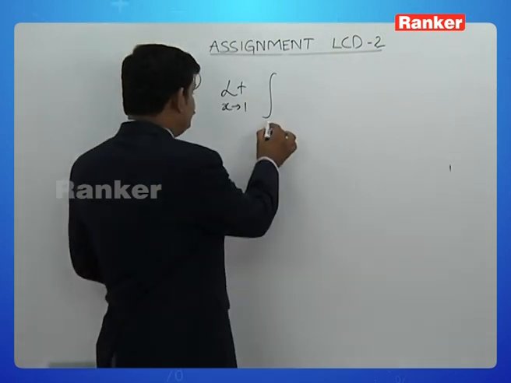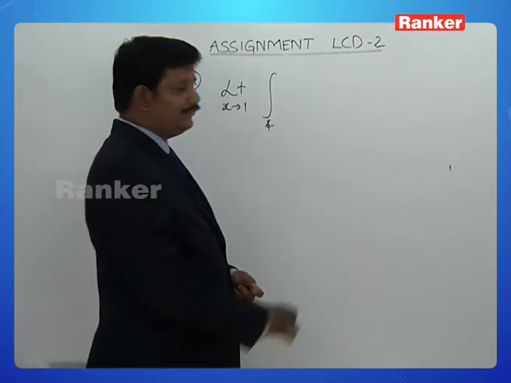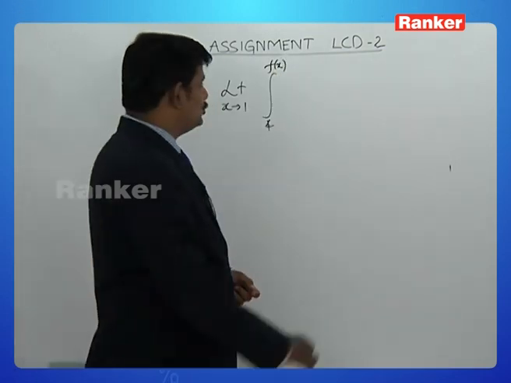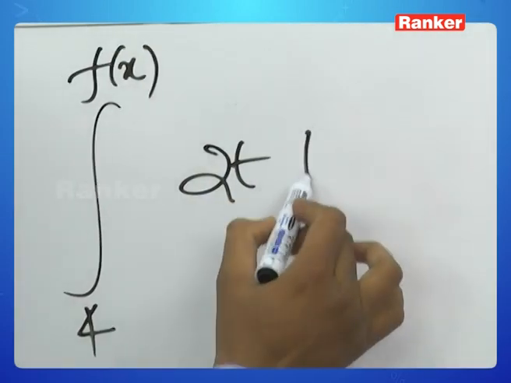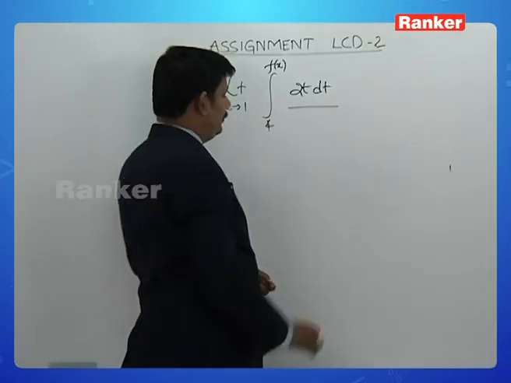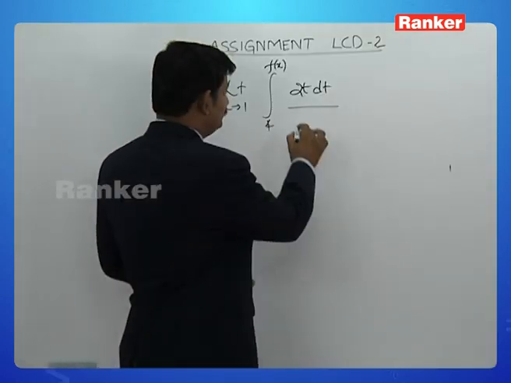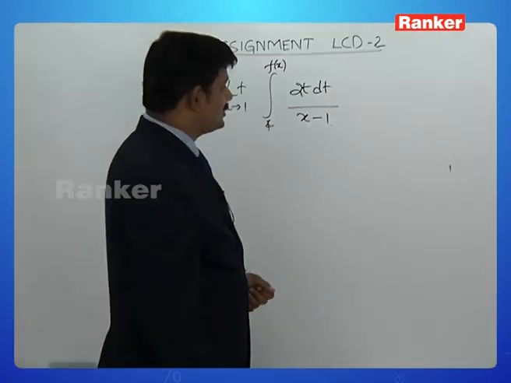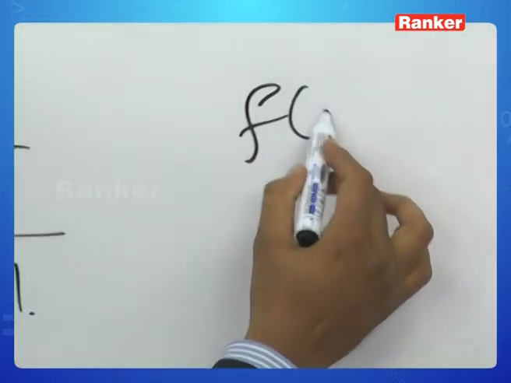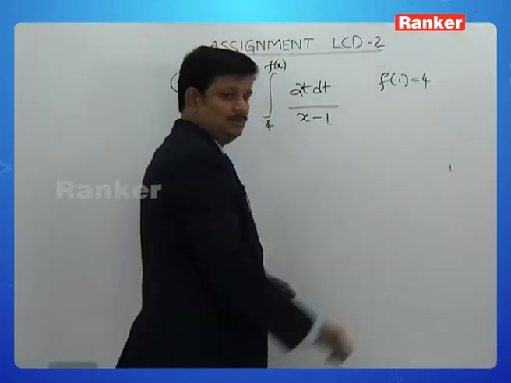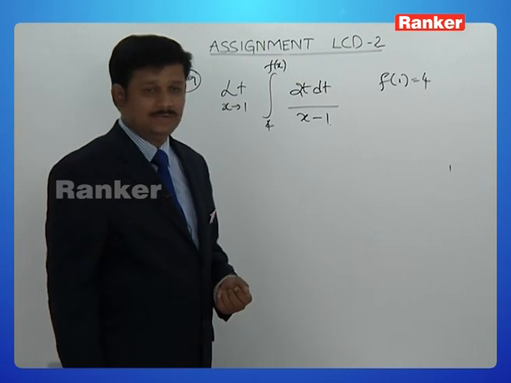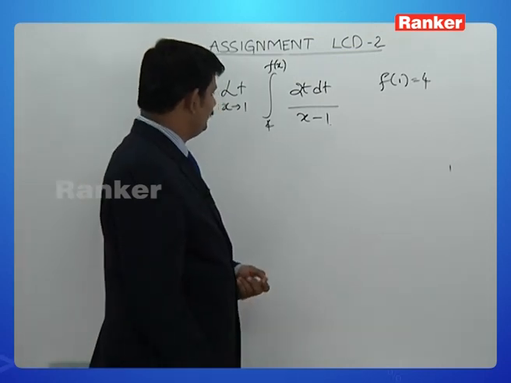We need to evaluate the limit as x tends to 1 of the integral from 4 to f of x of 2t dt, divided by x minus 1. It is given that f of 1 is 4, and it is also given that f is a differentiable function.